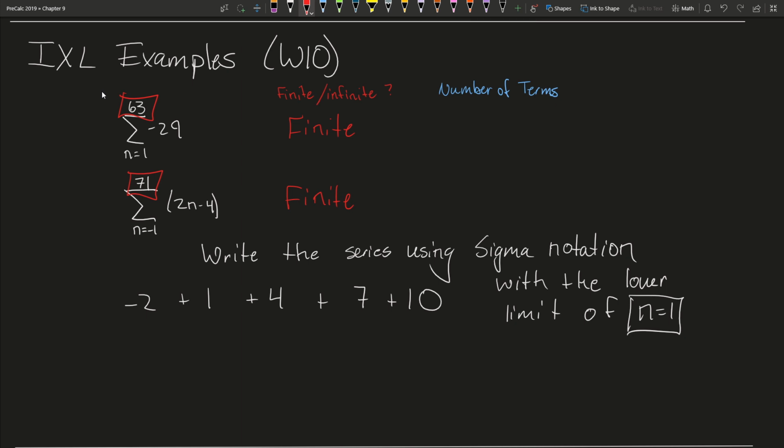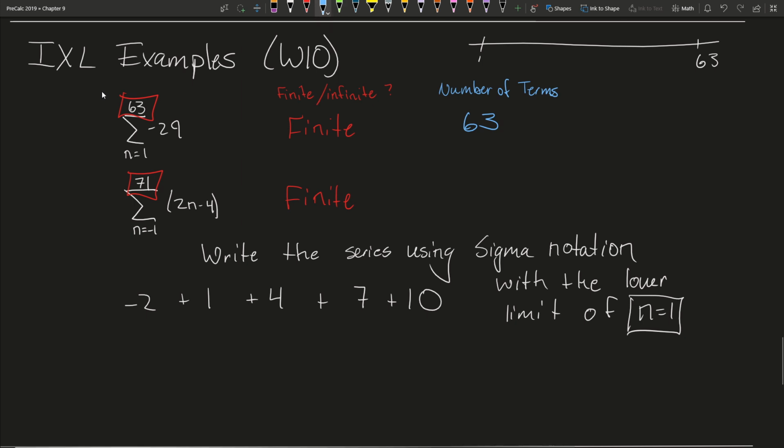The next question it's going to ask is the number of terms it has. For this first one, it should be really easy. If we look at this on a number line, and we start at 1 and go to 63, if we just count all those numbers, there's 63 of them. I get that this sounds really simple, but it's very helpful to think about this number line when we get to things like the second example. So the number of terms in this first one is 63.